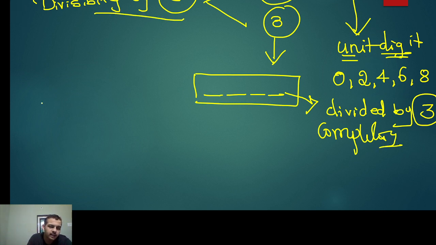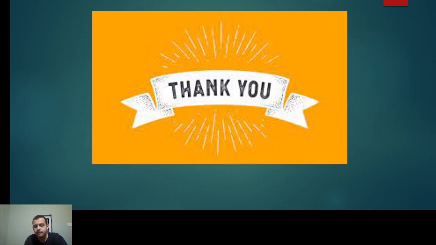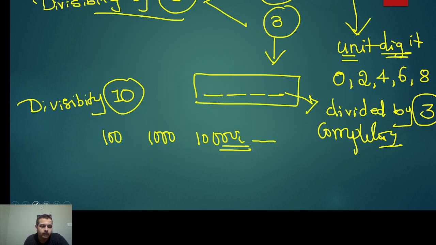And next we study divisibility by 10. Divisibility by 10 is easy to study. 100, 1000, 10,000, and so on. Whichever number ends with zero is divisible by 10.